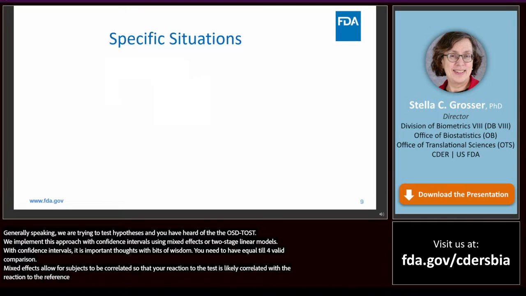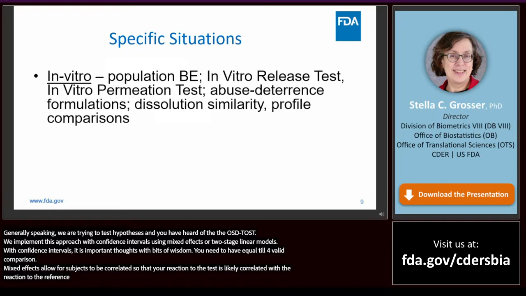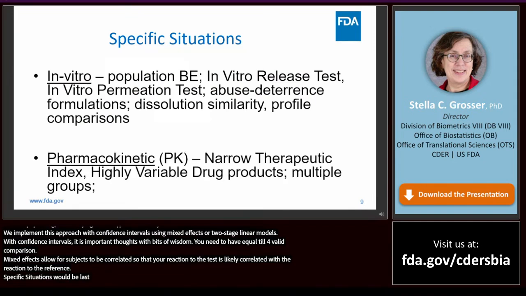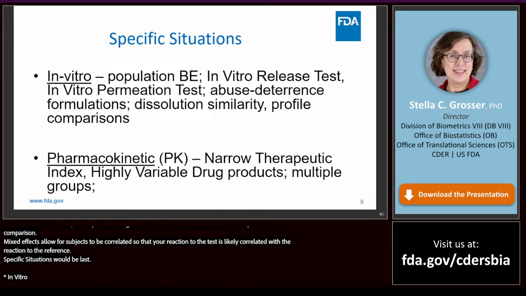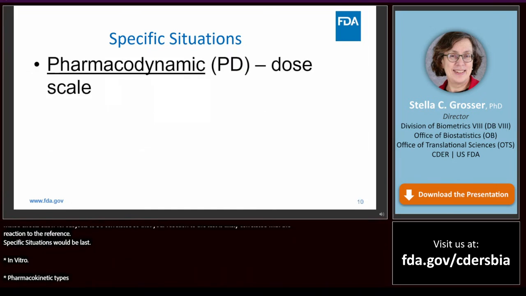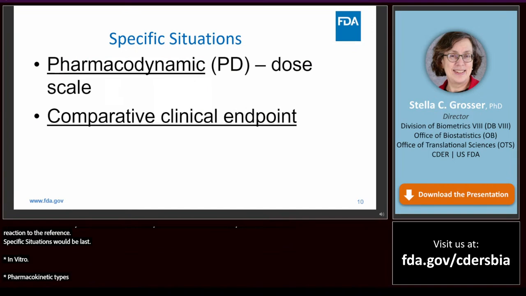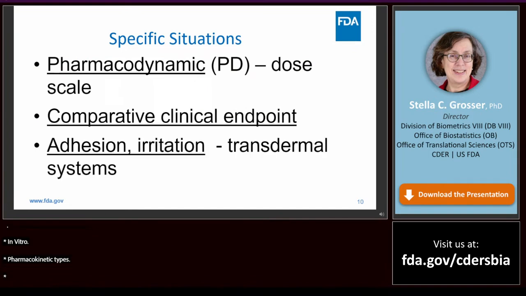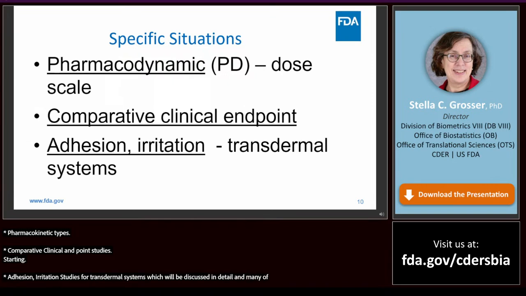The second and largest part of the guidance is on specific situations. There are in vitro situations, pharmacokinetic types of questions, pharmacodynamic, comparative clinical endpoint studies, and related adhesion and irritation studies for transdermal systems. And these will be discussed in detail. Many of these specific situations that call for their own set of approaches will be discussed in today's webinar.